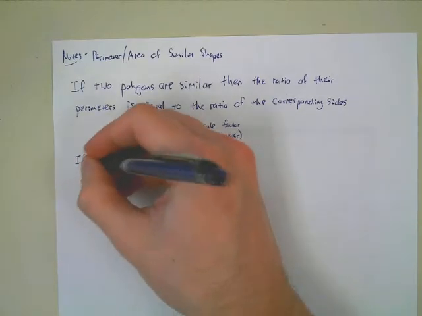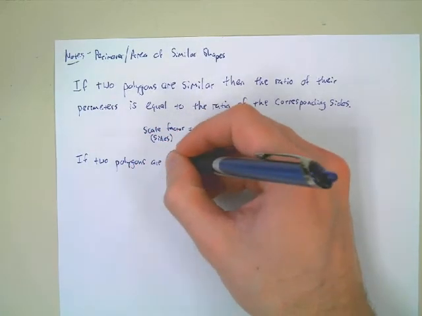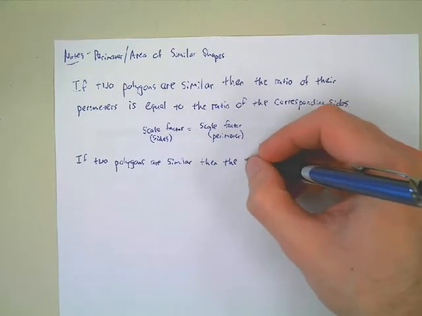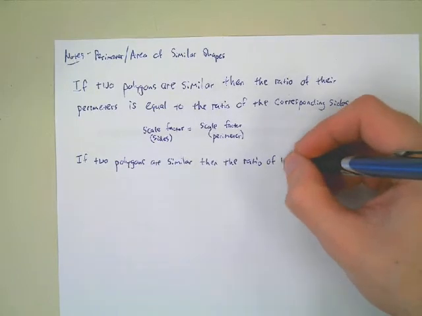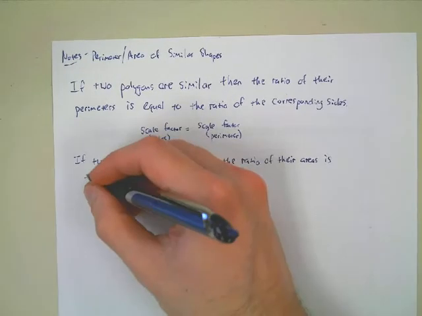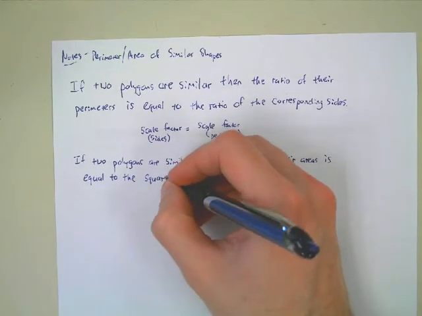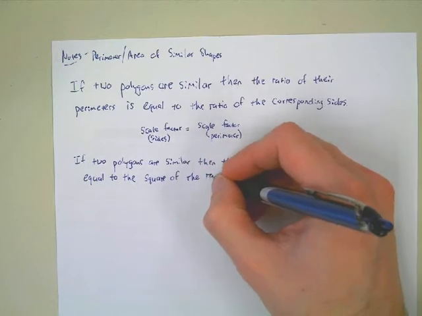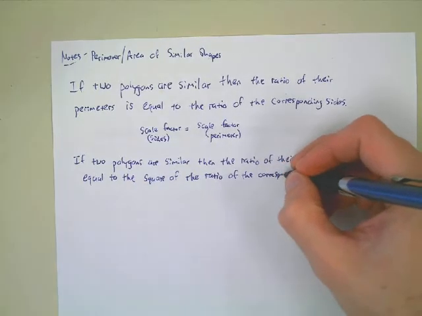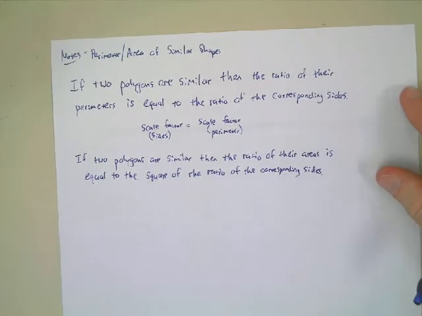But then we also talked about if two polygons are similar, then the ratio of their areas is equal to the square of the ratio of the corresponding sides. Right? That's what we talked about before, okay?